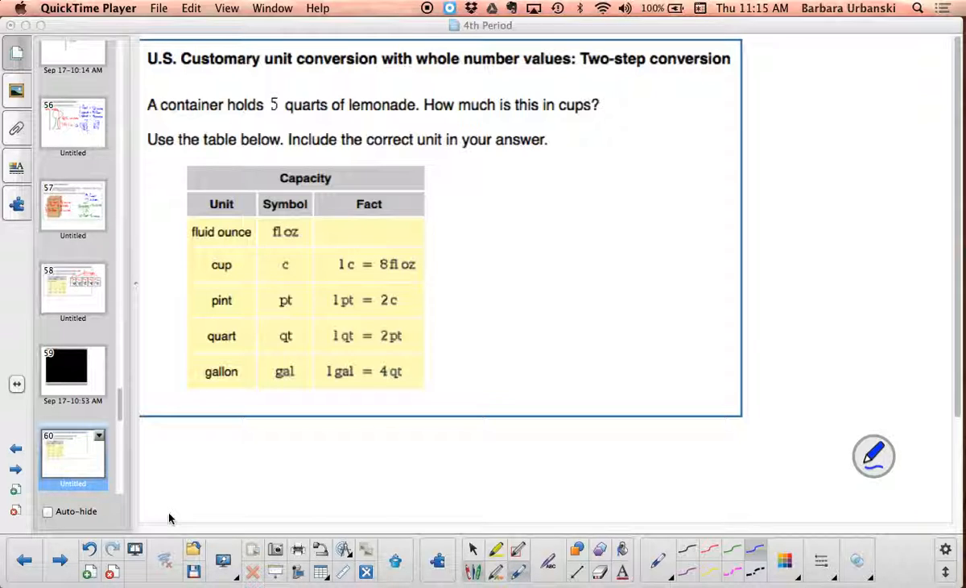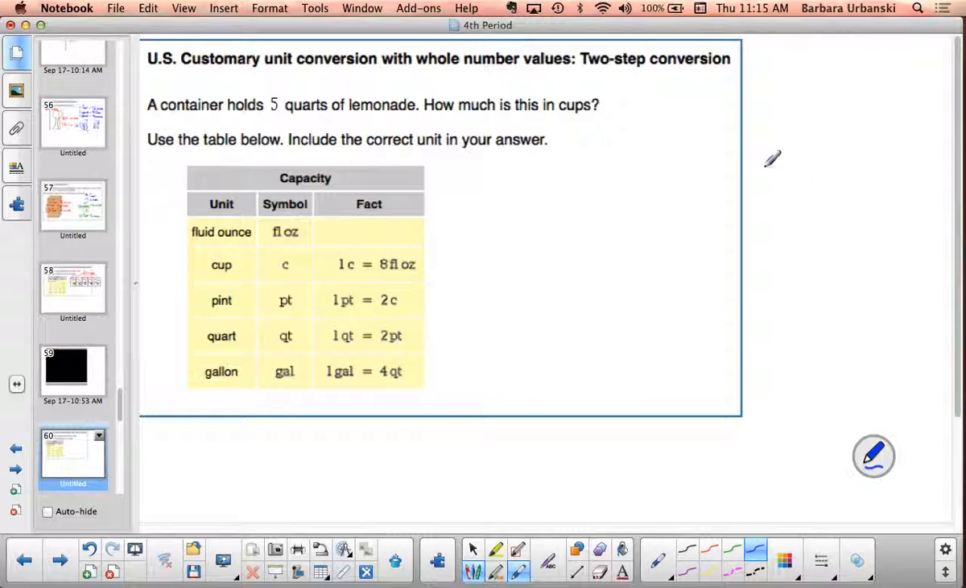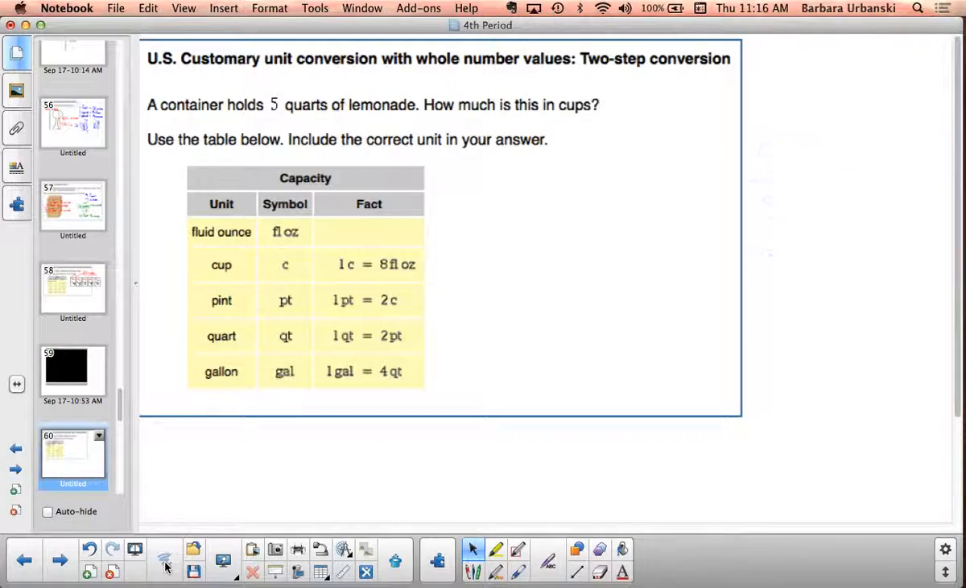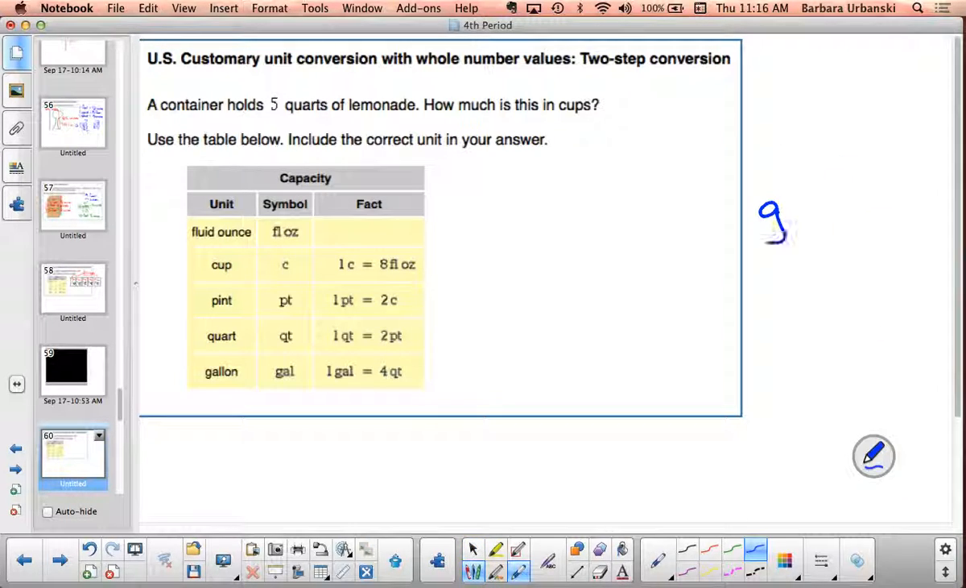First thing that the students really need to realize is that if I have something like 5 over 5, the value is going to be 1. They know that. If I have 2.1 over 2.1, the value is still going to be 1. Now, going a little more abstract, if I have x over x, the value is still going to be 1. And then we can go further and say if I have gallons over gallons, it will still simplify to 1.